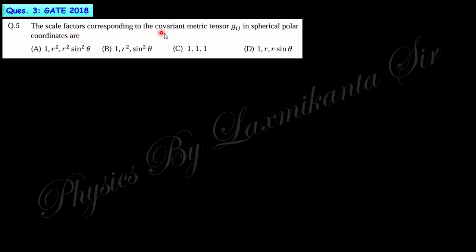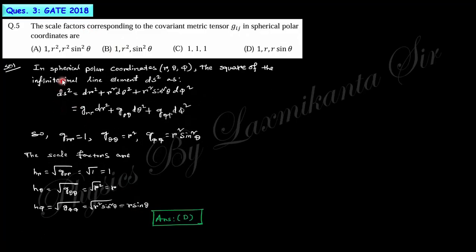Next, the scale factors corresponding to the covariant metric tensor g_ii in the spherical polar coordinate system. Any elementary length in the spherical polar coordinate system is written as dr square plus r square d theta square plus r square sin square theta d phi square. So if you compare, g_rr is 1, g_theta theta is r square, g_phi phi is r square sin square theta. The scale factors are root of g_rr, root of g_theta theta, root of g_phi phi, that is 1, r, r sin theta. Option D is the correct answer to this question.